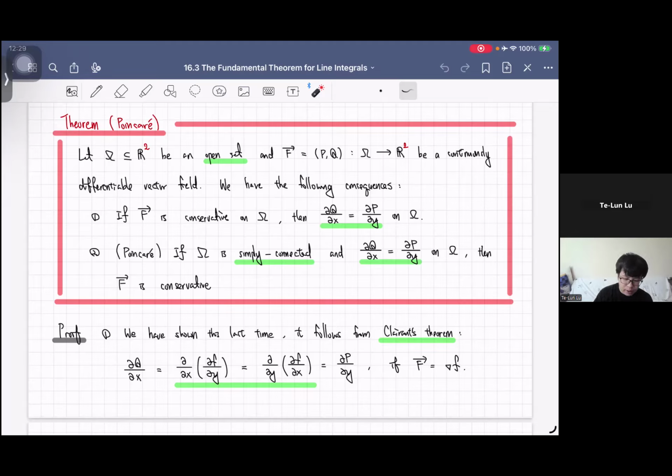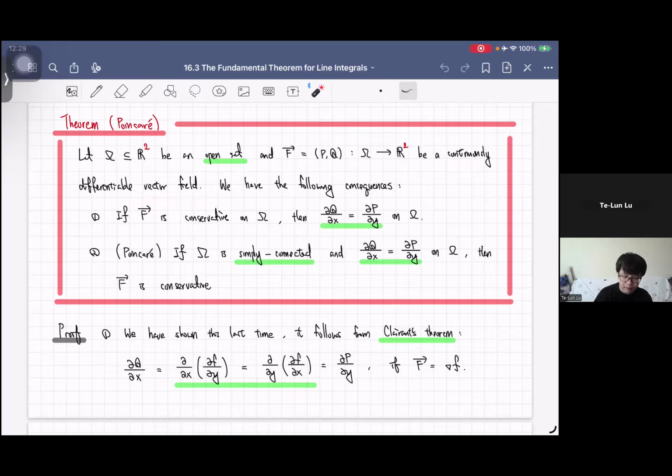So now we have omega be an open set. In this case, let me emphasize that we're dealing with R2. I will state the version for R3 later, but it is slightly different. So F is now a vector field given by P and Q. P is the X component and Q is the Y component. It is a continuously differentiable vector field, meaning that the derivatives of P and Q are themselves continuous.